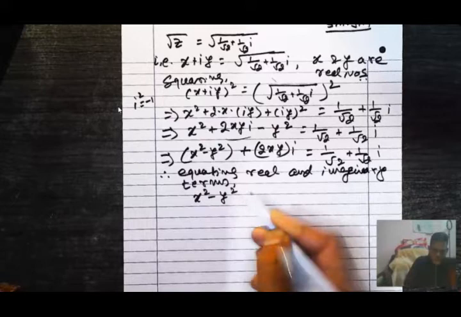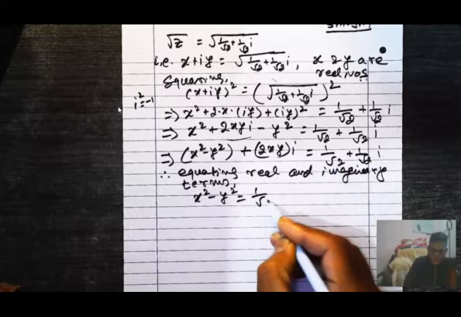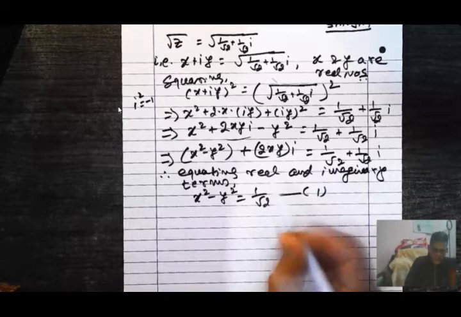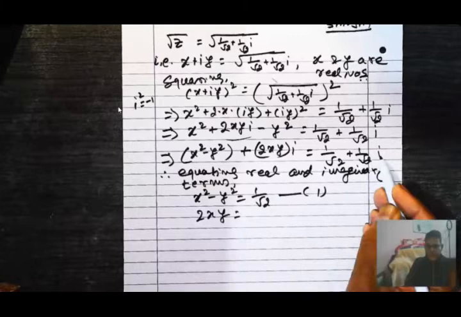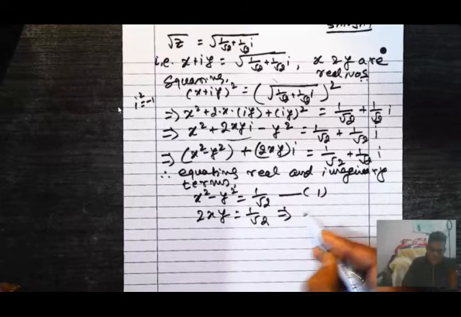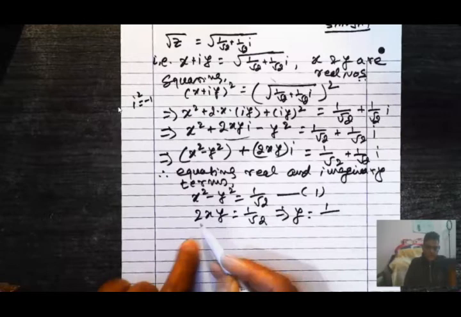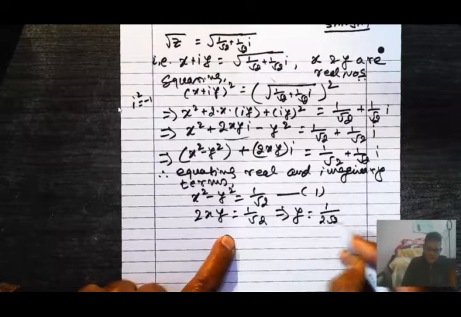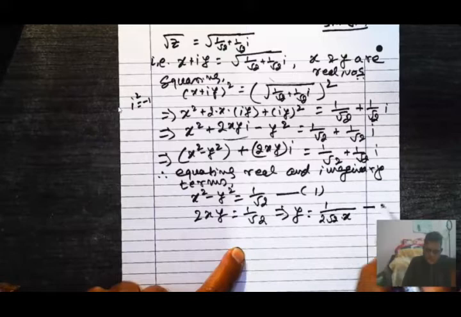you will have one equation, x square minus y square equals 1 by root 2, which you call equation 1. Comparing the imaginary terms, from the left side it is 2xy, and on the right side the coefficient of i is 1 by root 2. That means y equals 1 by, if you cross multiply it goes to the denominator, 2 root 2 x, where x is not inside the root. You can call this equation 2.